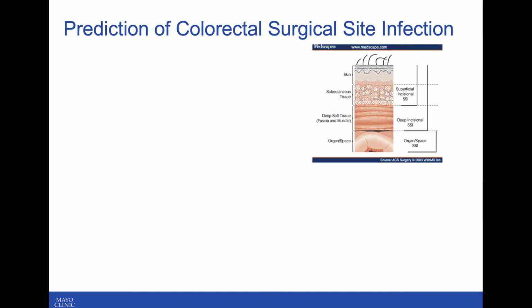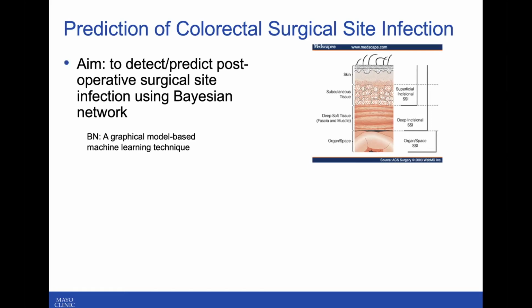So after colorectal surgery, the patient may develop some type of surgical site infection, like a superficial one, which involves the skin, and deep incisional surgical site infection. If it extends to the organ, that's organ-based surgical site infection. So there are 3 types of surgical site infection. And this project is to predict post-operative surgical site infection using Bayesian network.